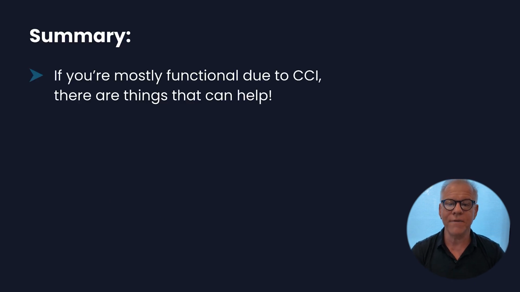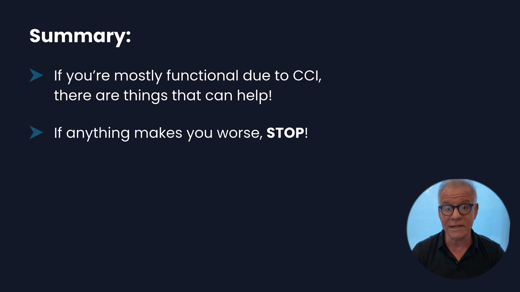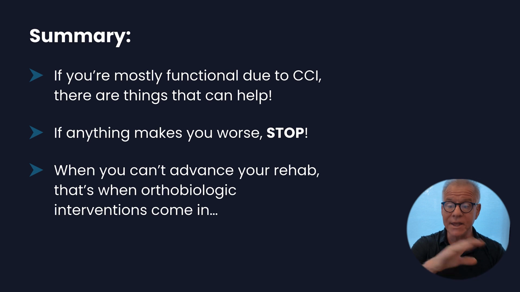So in summary, if you're mostly functional due to CCI, there are things that can help. Many patients can get fully functional by just doing some of these things, focusing on posture, strength, curve, etc. But other patients may not be able to. So if anything makes you worse, then you've got to stop. And if you can't advance in anything we're talking about here, that's when orthobiologic interventions can come in.